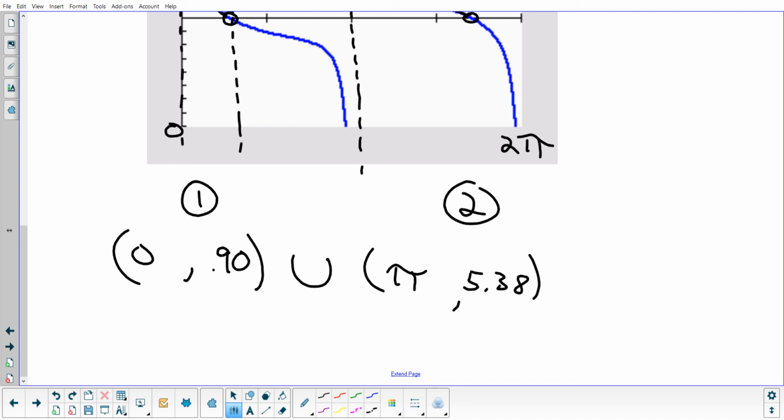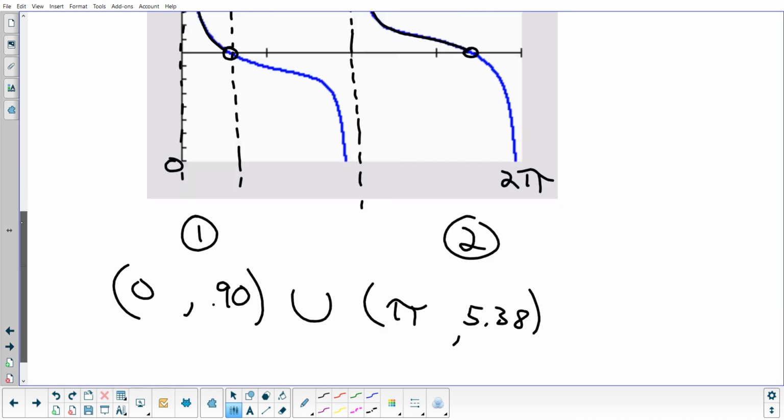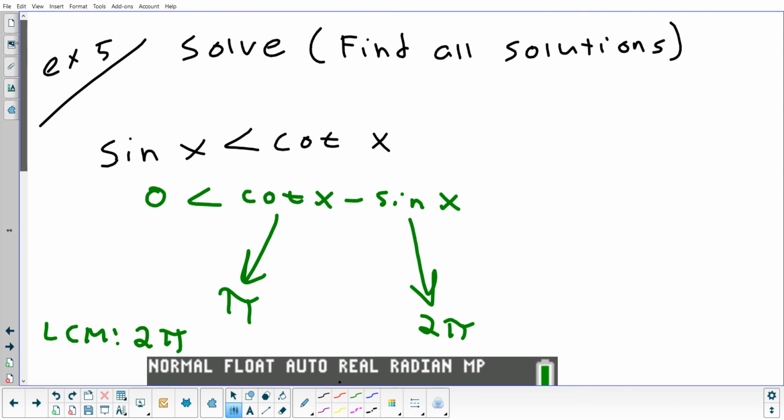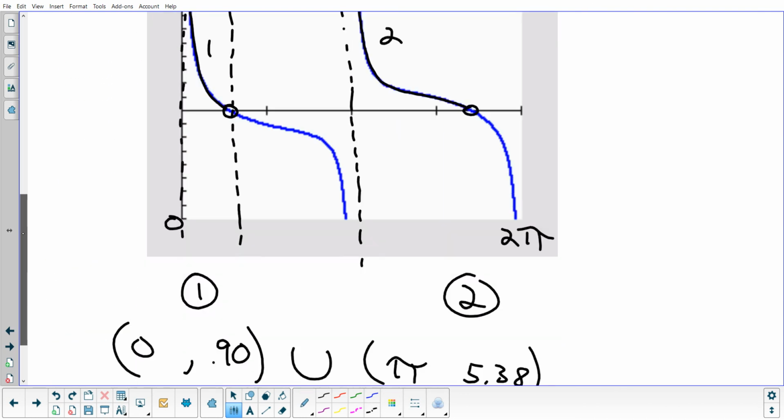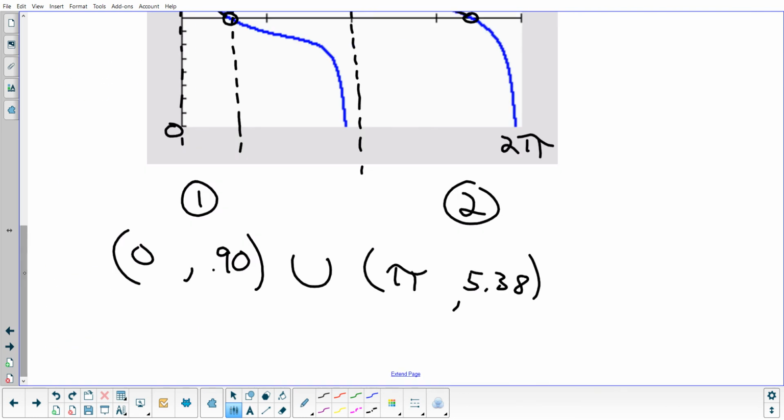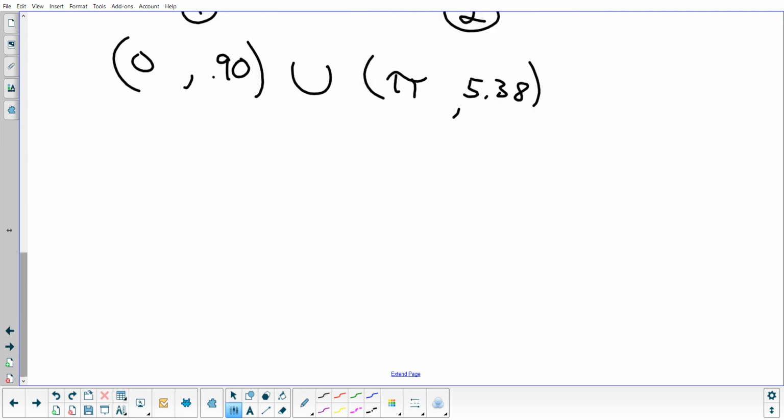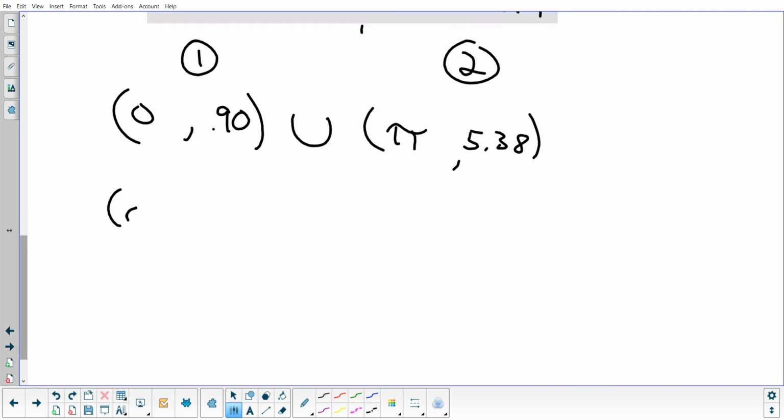Questions on that one? Now, let's go back up and see, did it say to find all? Or did it just say to find the answers on one cycle? All. So that means this entire interval. If you want to write it properly, this is how it would look: 0 plus 2 pi n and 0.9 plus 2 pi n.